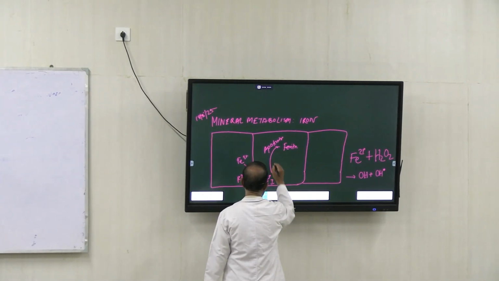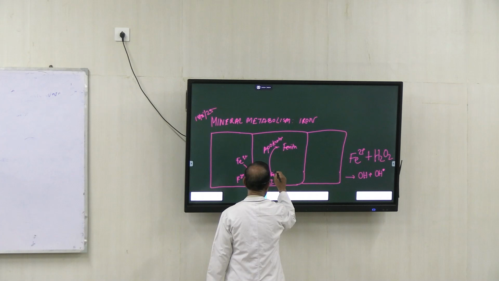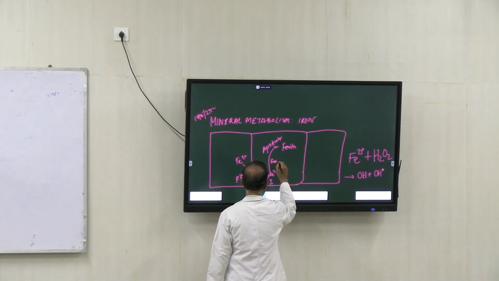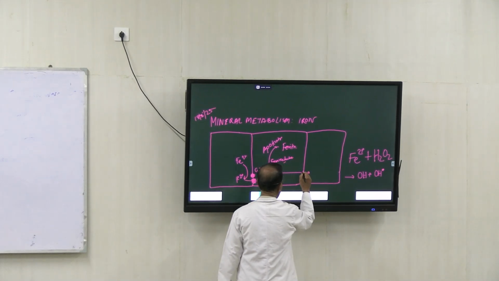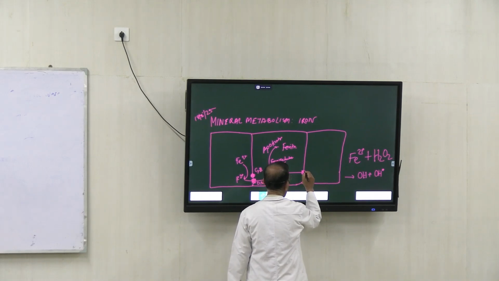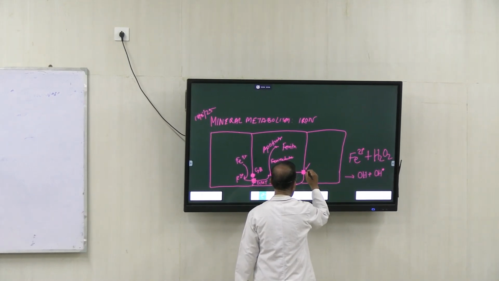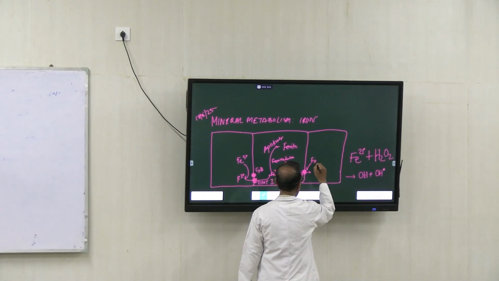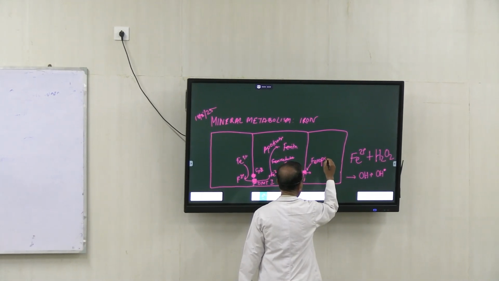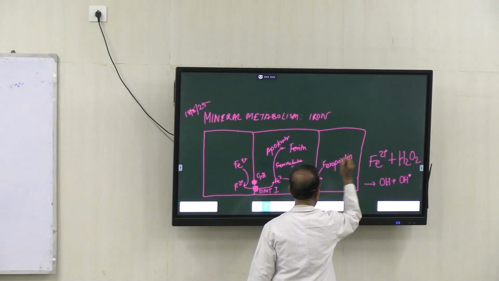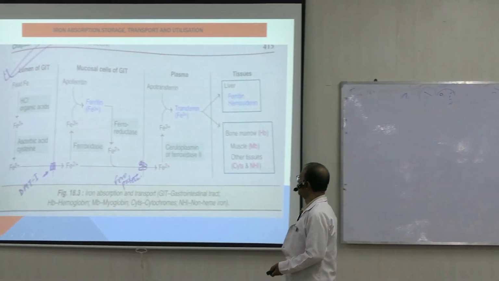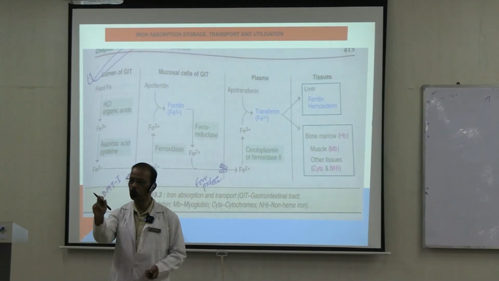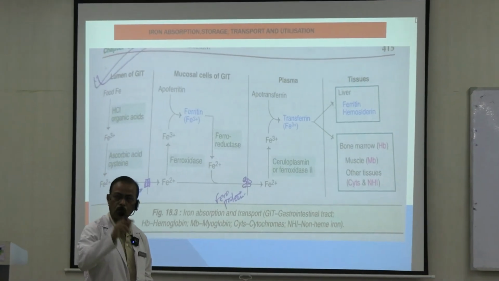And some amount of it passes directly by divalent metal transporter. It is called ferroportin. Ferroportin, not protein, ferroportin. Okay, just remember, through this portal the iron has to pass, so it is ferroportin.